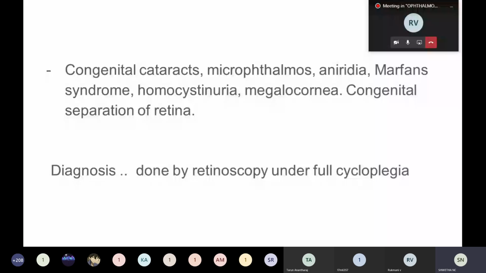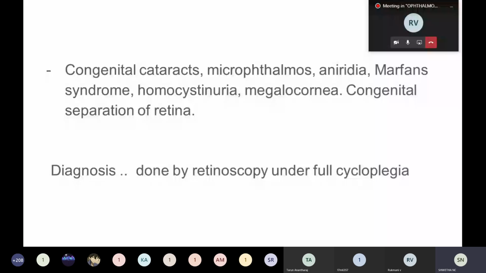Because the child will be exerting accommodation, which is very strong in the younger age group, you have to paralyze the accommodation by using cycloplegics, especially atropine 1% eye ointment. Before doing this refraction, you have to ask the mother to put the atropine eye ointment 1% twice a day for 3 days.